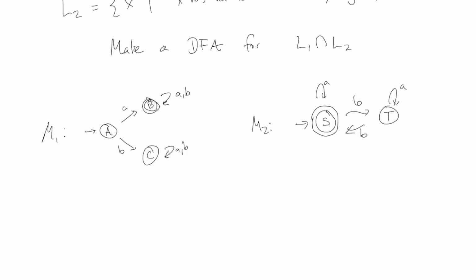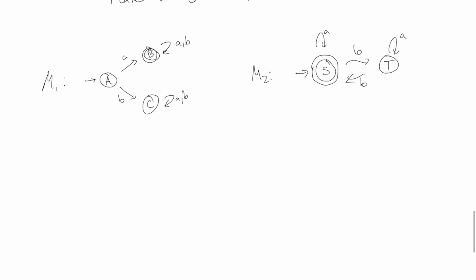That means the total number of pairs will be 6, right? There's going to be 6 total pairs. Although I'm not going to write down all the pairs to begin with. You certainly can, but here's a little life hack: start at the starting state and then just make new states as needed.